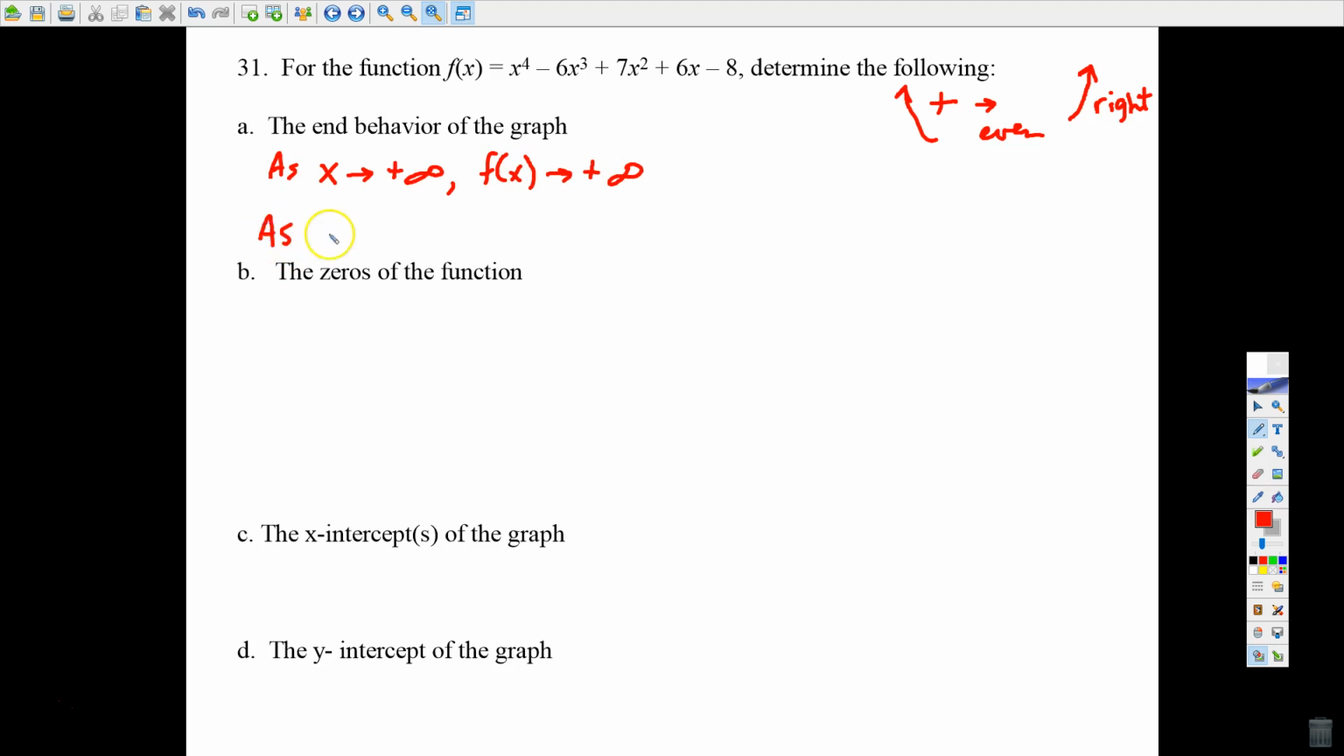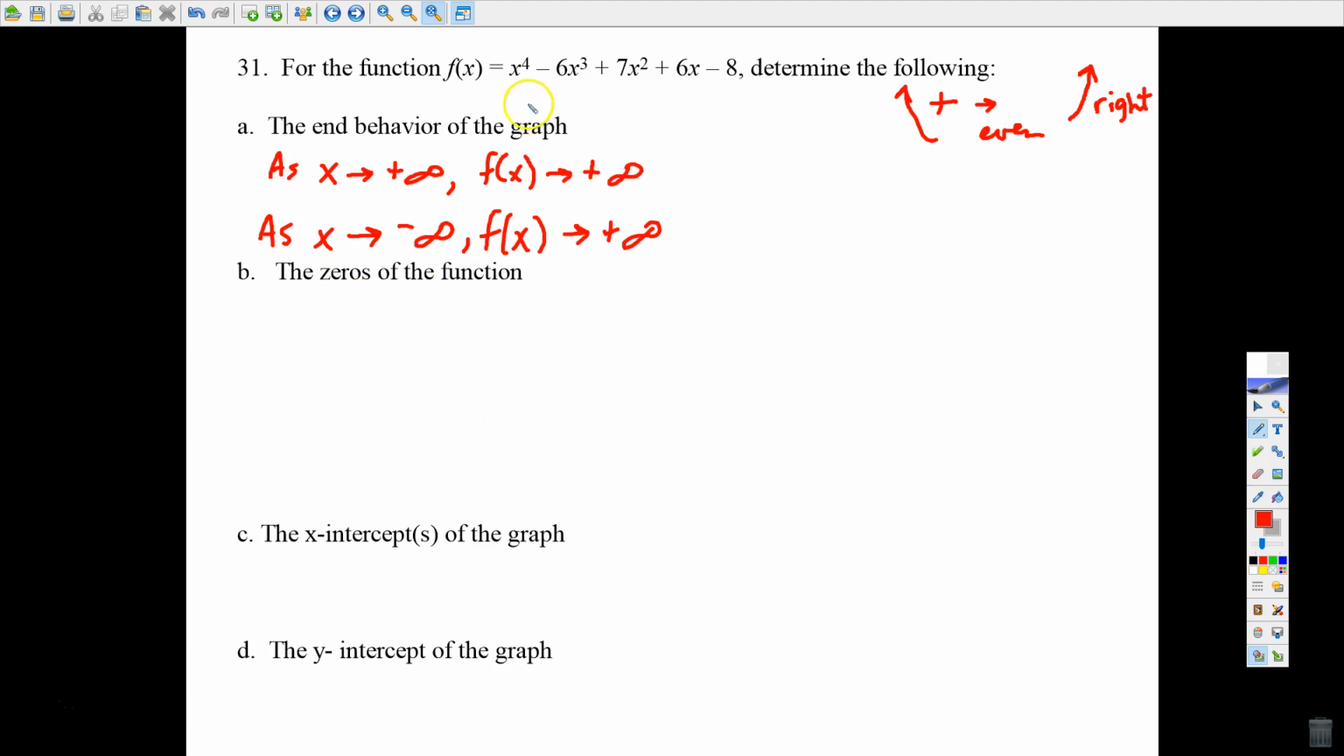Now what about left? As we travel along the x-axis to negative infinity. Well, since this is an even degree function, we're going to go up on the left as well, because remember they have to go the same direction since it's even. So f of x will go up, or positive, to positive infinity, just like it did when it went to the right. So that's the answer for the end behavior.